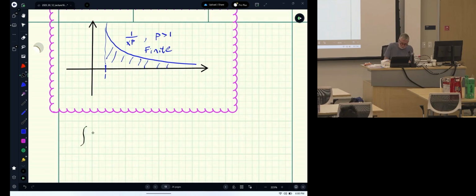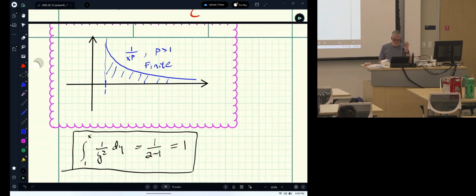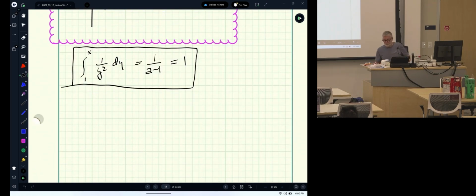And just for the record, we'll do 1 to x of 1 over y squared dy. When you do that, you get 1 over 2 minus 1, which is equal to 1. So you can go back and check that through. Sometimes useful to know. Okay, so 1 over x to the power p: if p is strictly bigger than 1, and 2 is strictly bigger than 1, it's finite. Otherwise, this improper integral is infinite.